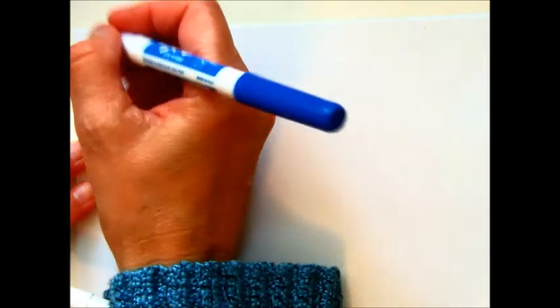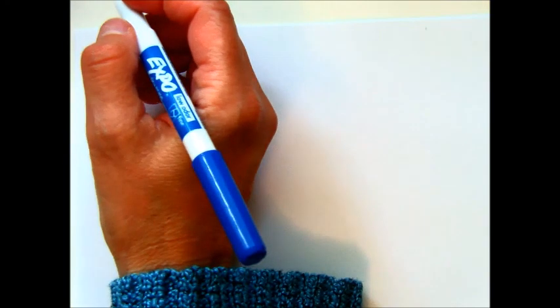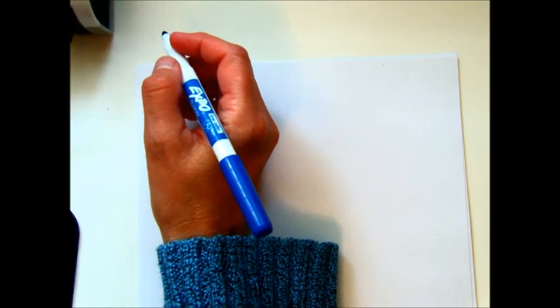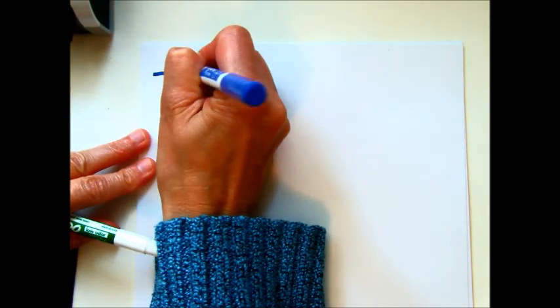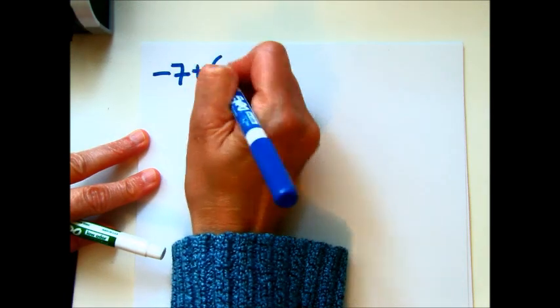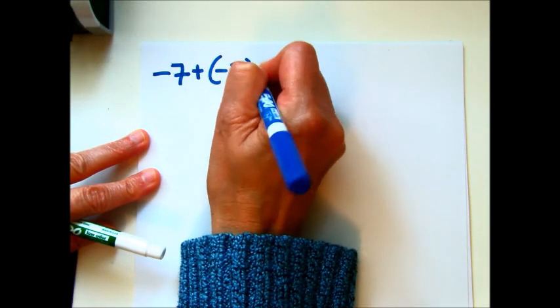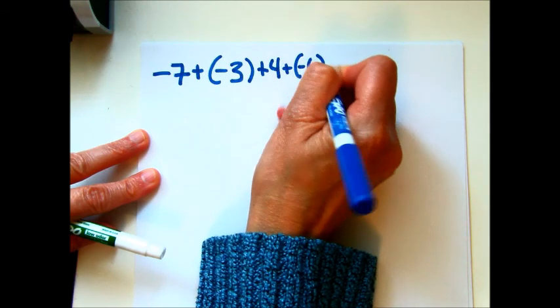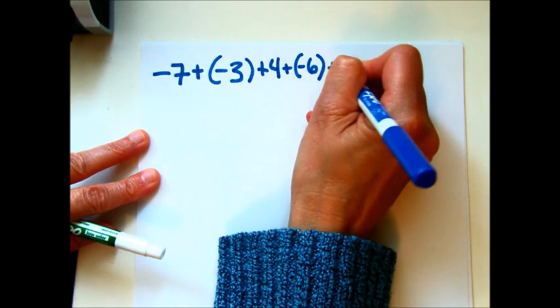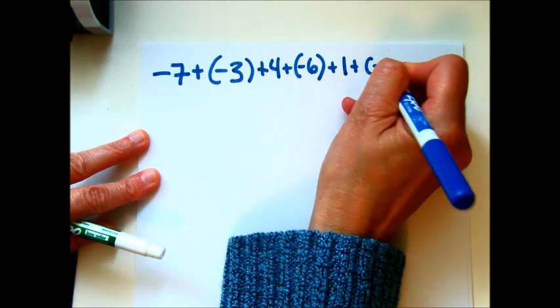So, my example, and I'm going to write kind of small because there's a large string of numbers here. I'll zoom out a little bit. So, we've got -7 plus -3 plus 4 plus -6 plus 1 plus -10.